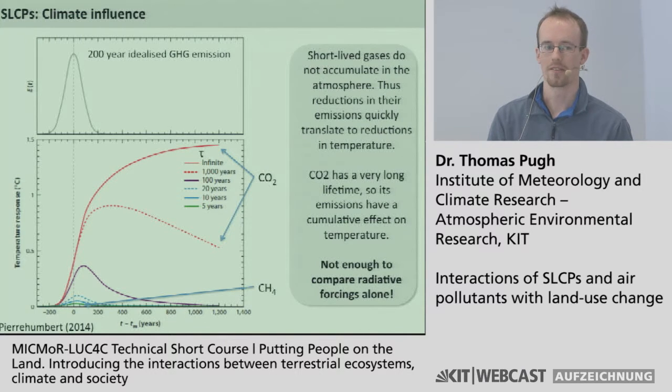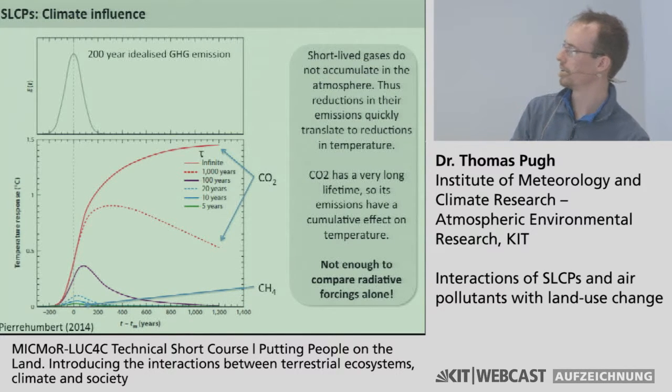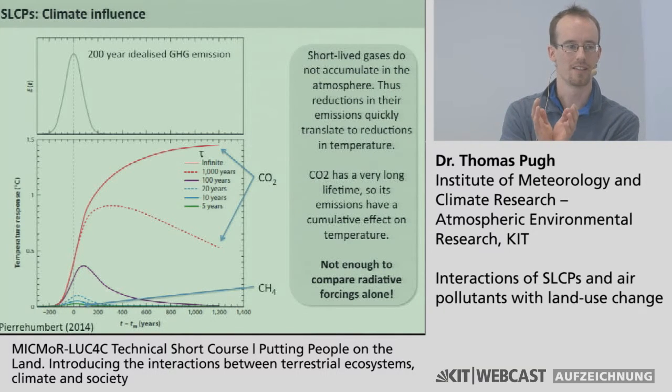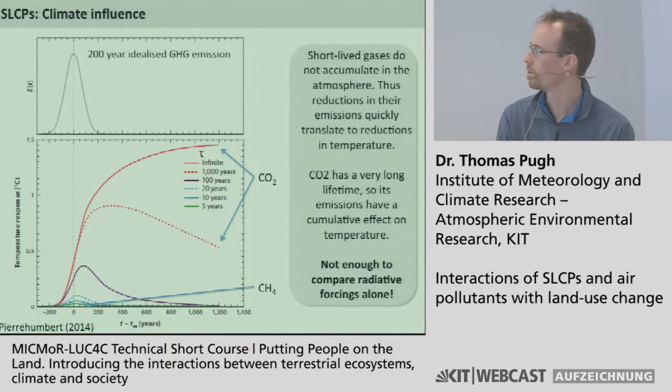But there's another aspect to this which I think is really important to highlight, and that's the issue of the timescale. These are some quite interesting idealized plots from a paper by an author whose name I'm not going to try to pronounce. What he basically did was take a 200-year generic greenhouse gas emission, which peaks after 100 years and then dies away to nothing. He then calculated the temperature response using a simple climate model, depending on what the lifetime of that greenhouse gas was, assuming that they all had the same level of radiative forcing.